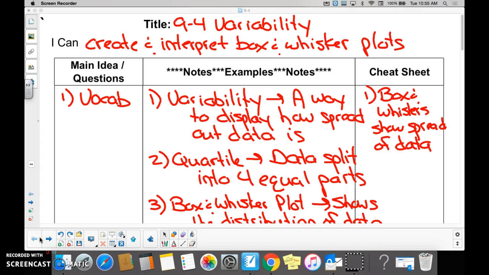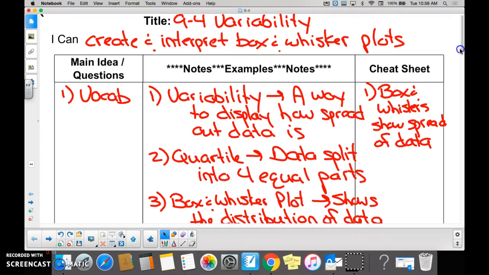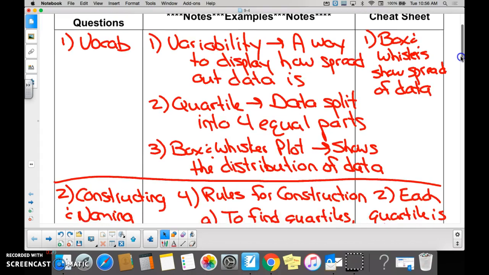Variability, everybody. It is a way to display how spread out data is. Quartiles would be taking the data in a box and whisker plot and dividing it equally amongst all of the data. Our quartile is going to be evenly distributed. No, the range is not going to be equal. Is the amount of data in each quartile going to be equal? Yes. We'll talk about that in a second.